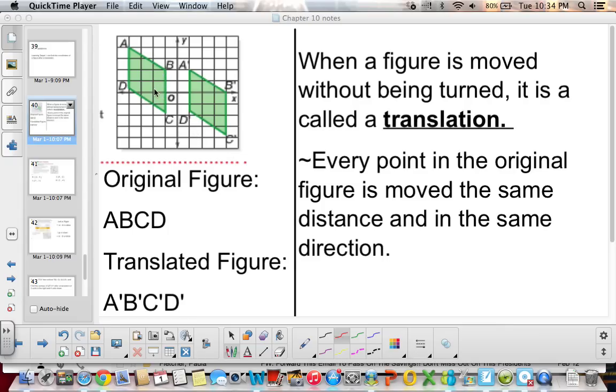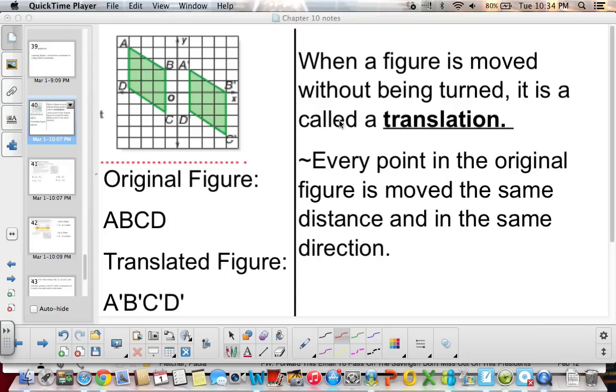So this is our original figure. This is our translated figure. We keep the same letters so we can still find the corresponding points, but we label it just a little bit differently so we can tell the difference between the original and the translated.